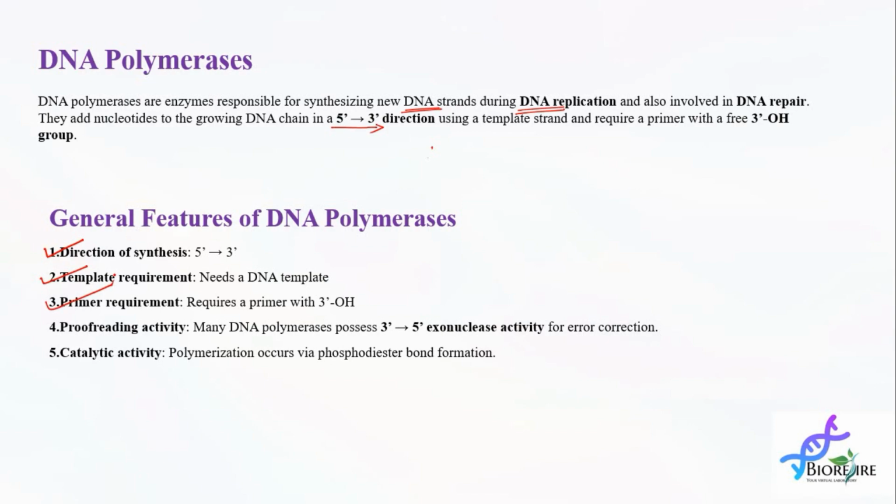Primer requirement: it requires a free 3' OH group. Proofreading activity is 3' to 5' exonuclease activity. Catalytic activity means polymerization occurs by phosphodiester bond formation.